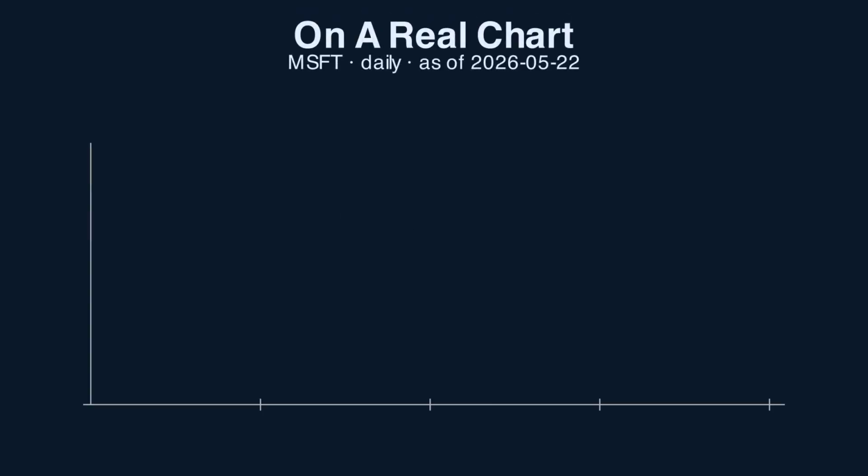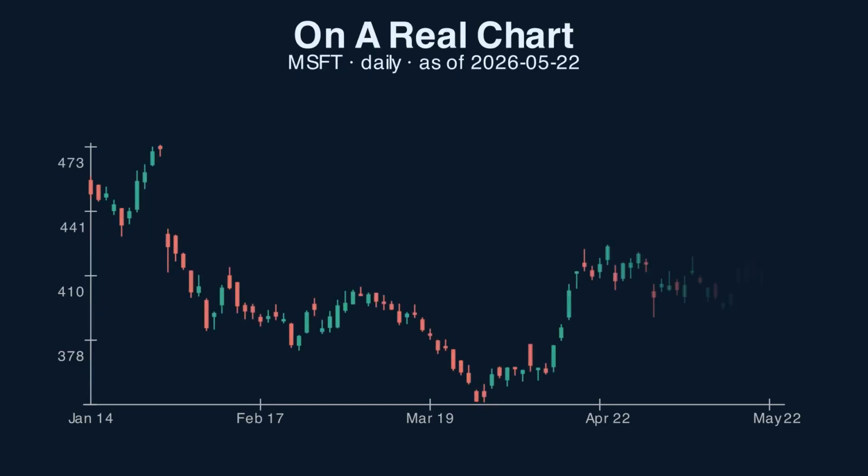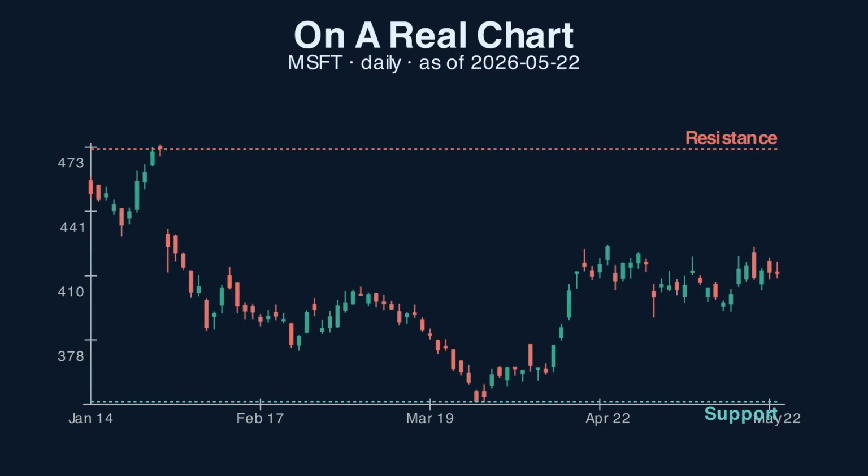A level isn't magic, it's memory. When price rallies to roughly the same area and sellers keep stepping in, that's resistance. When it falls to an area and buyers keep absorbing, that's support. The more times a level is tested and holds like these, the more traders are watching it and the more it matters. Here it is on real price.